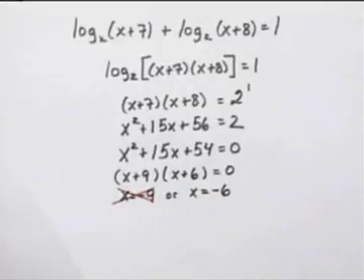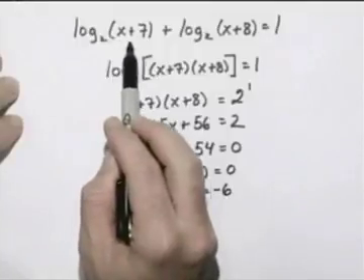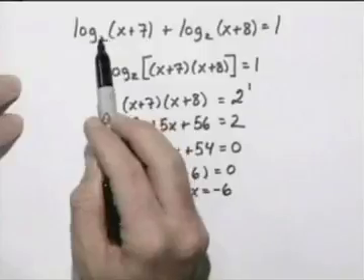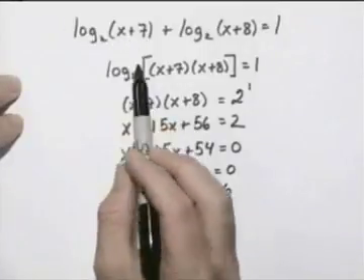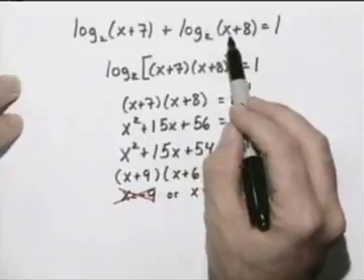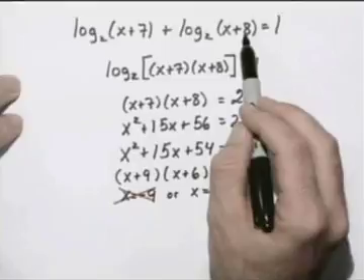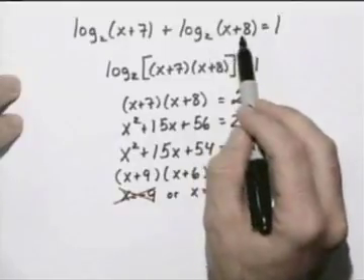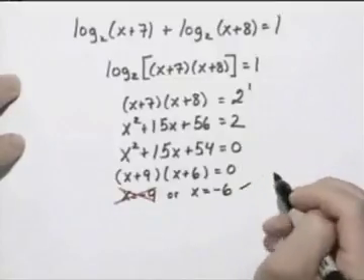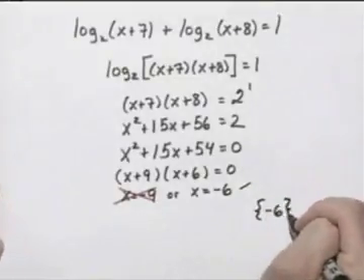We can also try negative 6. We get log base 2 of negative 6 plus 7, which is log base 2 of 1, and the log base 2 of 1 is 0. Over here we have log base 2 of negative 6 plus 8, which is log base 2 of 2. Log base 2 of 2 is 1. 0 plus 1 is 1, so negative 6 works. So our solution set is negative 6.